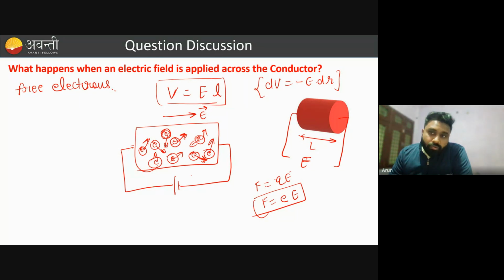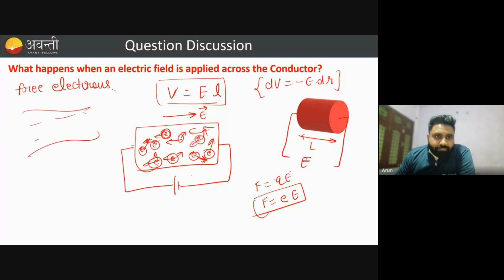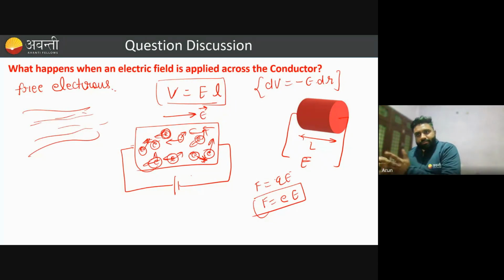So electron will move in the opposite direction to the applied electric field. Now these electrons will align themselves, although they are moving randomly, but they will feel a force in the opposite direction to the electric field. This is the same as if there is a river which is flowing downstream and you are wearing your shoes and put your leg inside that river. You will feel a push.